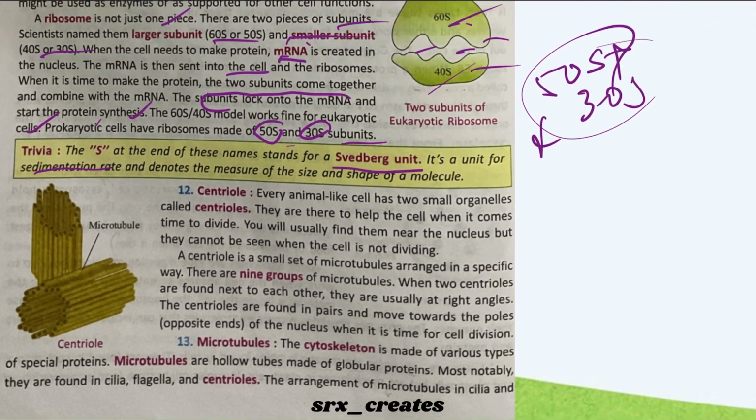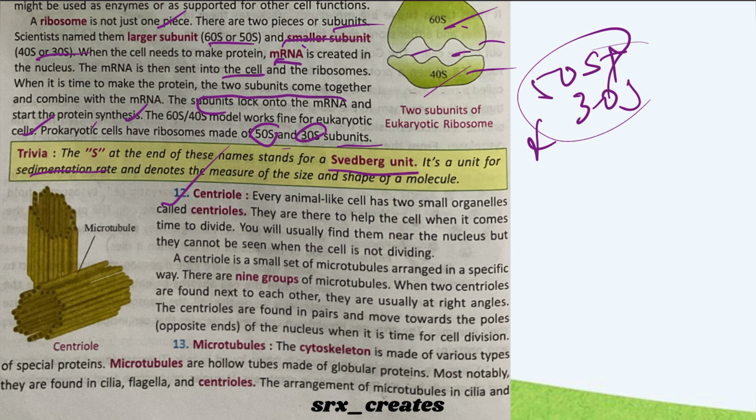Now centriole. Many microtubules make up the centriole. Every animal cell has two small organelles, called centrioles. They are there to help the cell when it comes to divide. They help in making spindle fibers. You will usually find them near the nucleus, but they cannot be seen when the cell is not dividing. When the cell is not going to divide, you will not be able to see them.